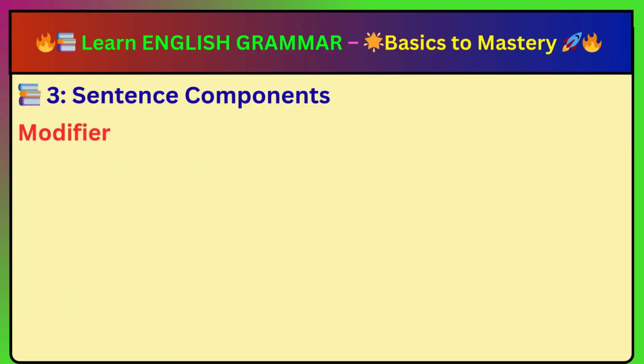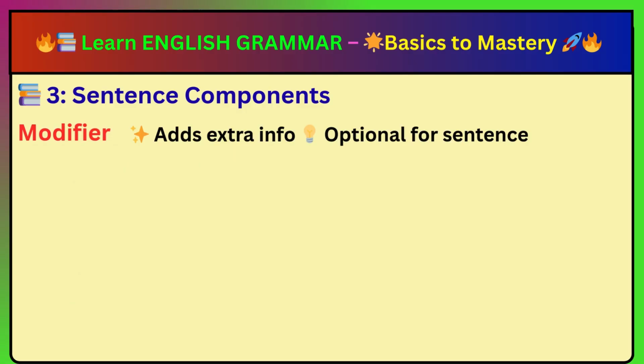The fifth one is modifier. A modifier adds description or extra information to the subject, object, or verb. It makes the sentence more detailed but is not necessary for the sentence to be complete. A modifier is a word that adds extra detail or description to the sentence.